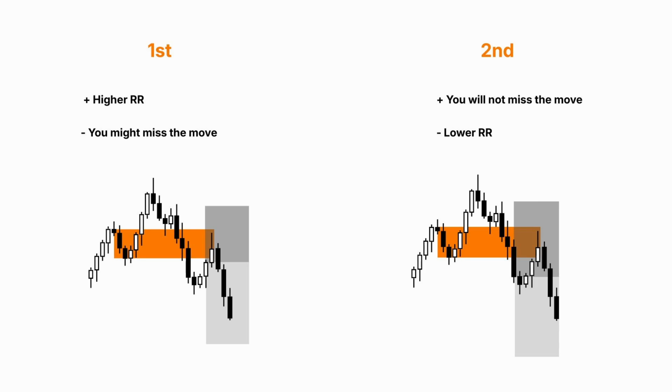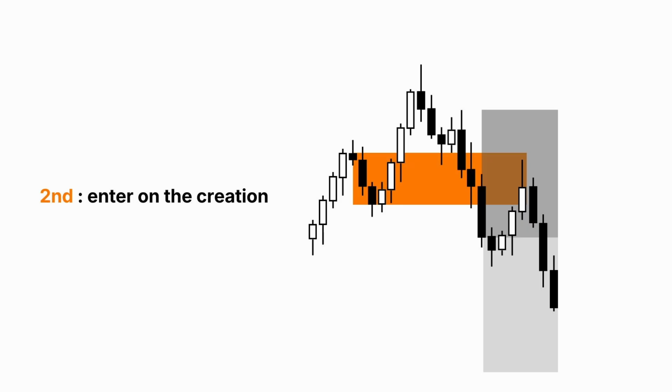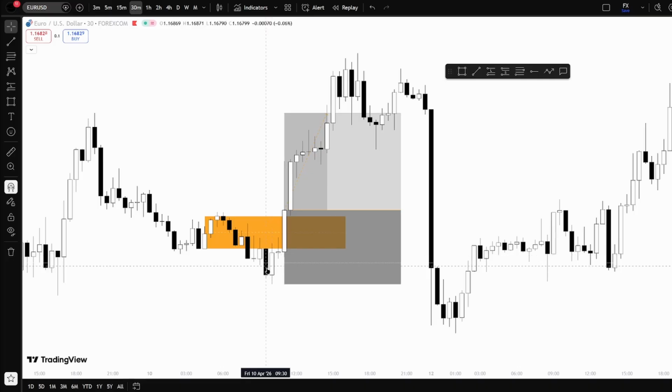So the second way to enter a position is much better if your risk reward target is met, because the price will not expand without you and you will not miss a move. So whenever a breaker block gets created and the risk reward is reasonable, just enter on the creation of the breaker block. Here is an example of a breaker.